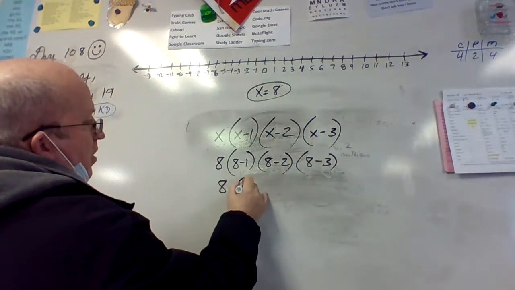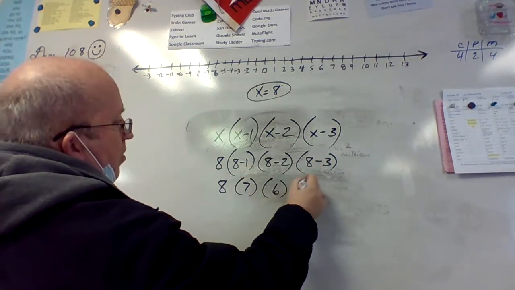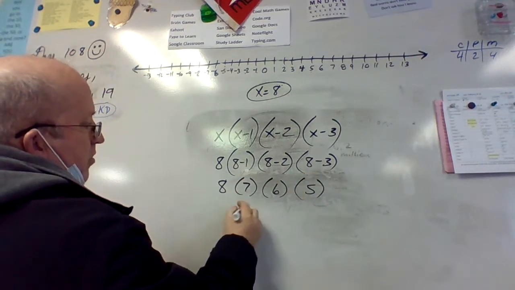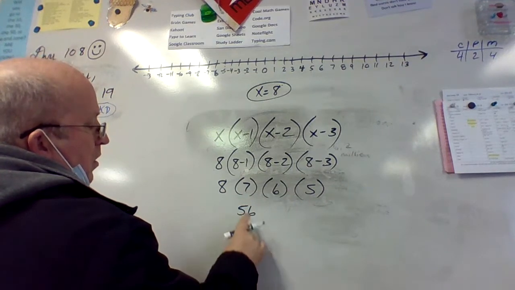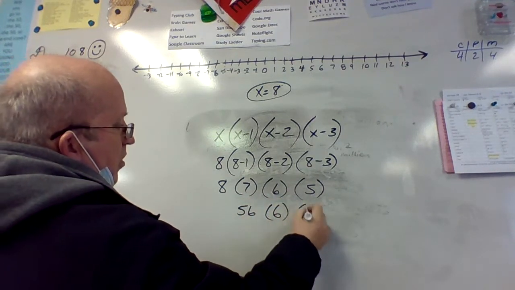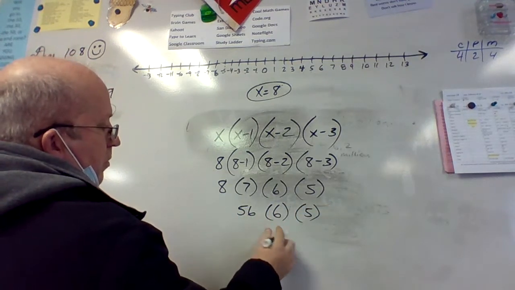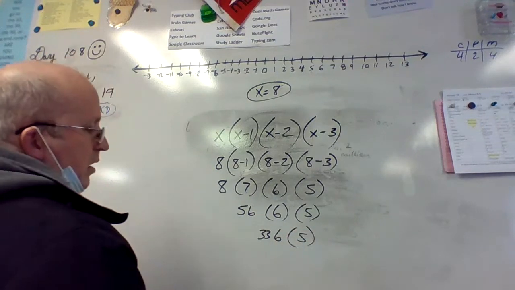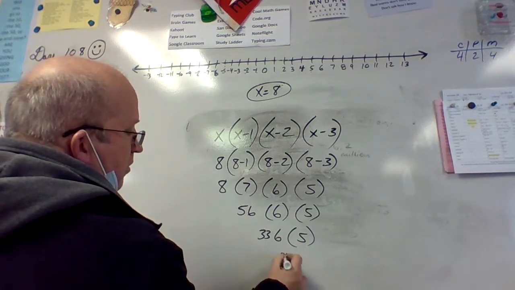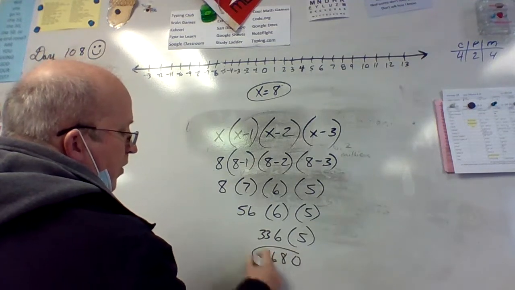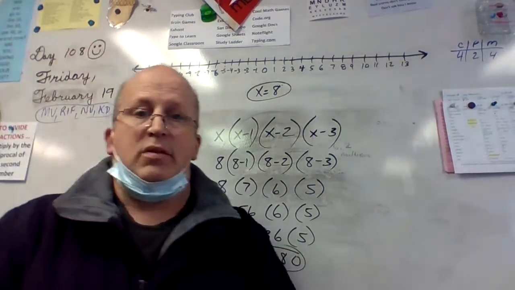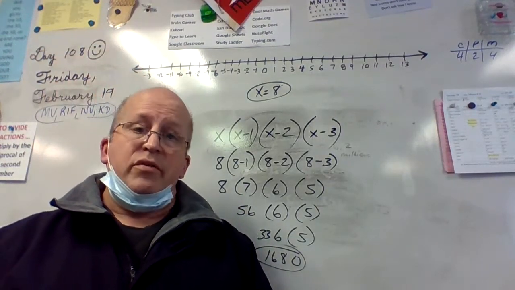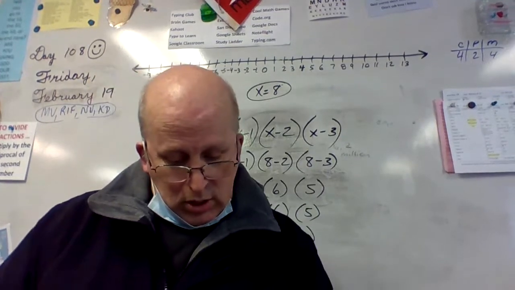So isn't this 8 times 7 times 6 times 5? 7, 6, 5. 8 times 7 is 56. 56 times 6 times 5. 56 times 6 is 336. Times the remaining 5 would be 0, 3, 18, 1. That'd be 1,680. So that's all they're asking you to do. Replace the x with the value that they give you and solve.